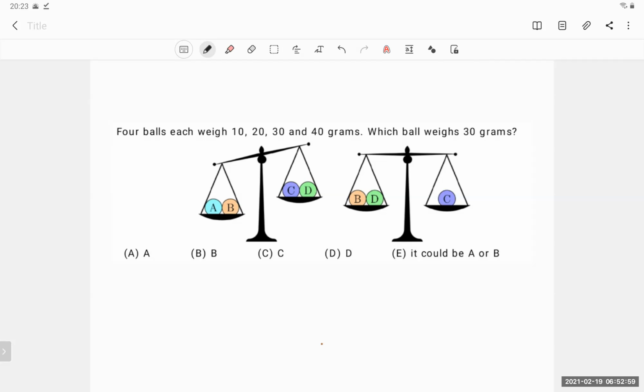Similar concept. It's not exactly like identifying the lighter ball, heavier ball. What I want you to look at in this puzzle is, there are 4 balls, each weighing 10, 20, 30, 40. We don't know which one weighs how much. And there are 2 equations given here, or the balance was used 2 times. From this, they are saying A plus B is greater than C plus D because that is heavier. And they're also saying the weight of B plus D is the same as C. Which ball could be the one that weighs 30 grams? This is the question.